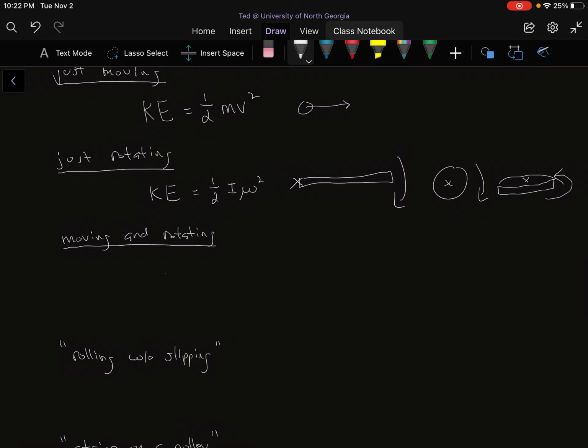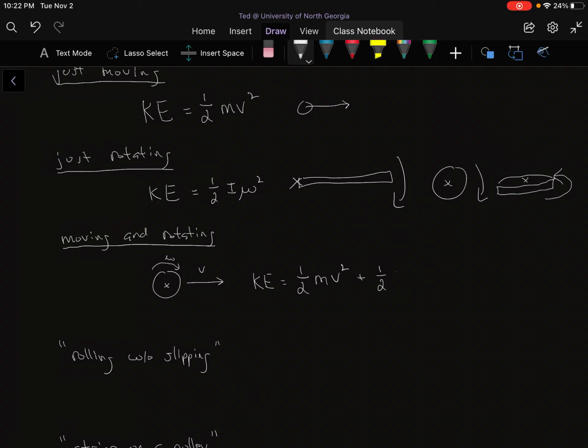Okay, so what if we have an object that is both moving and rotating? Imagine like a baseball flying through the air with spin on it. Well, it has both kinds of kinetic energy. So then the total kinetic energy of this object would be 1/2 m v squared plus 1/2 I omega squared.